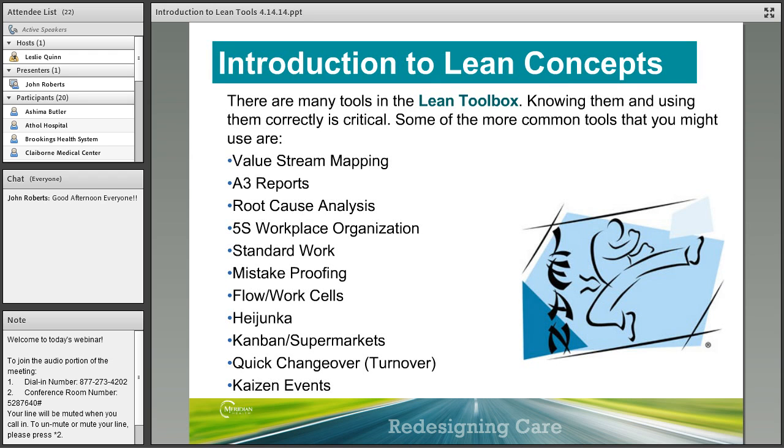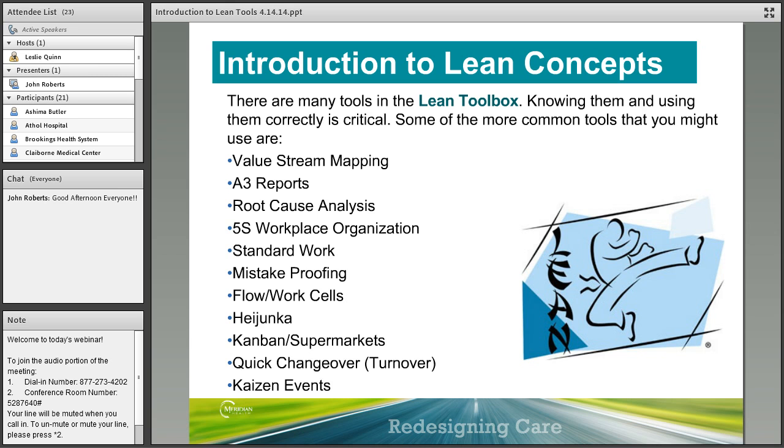If you've looked at Lean and reviewed it much at all, you know that there are a plethora of different types of tools that can be used in Lean. And again, we're not going to have the opportunity to go through all of those, but we'll go through some, I think, of the most critical tools that can be used in your organization.